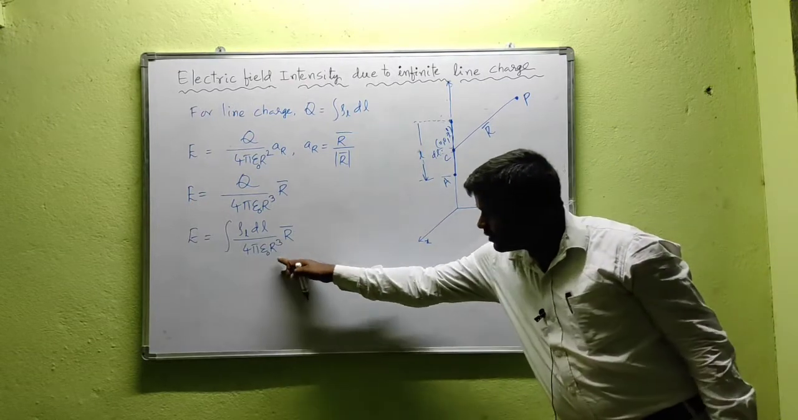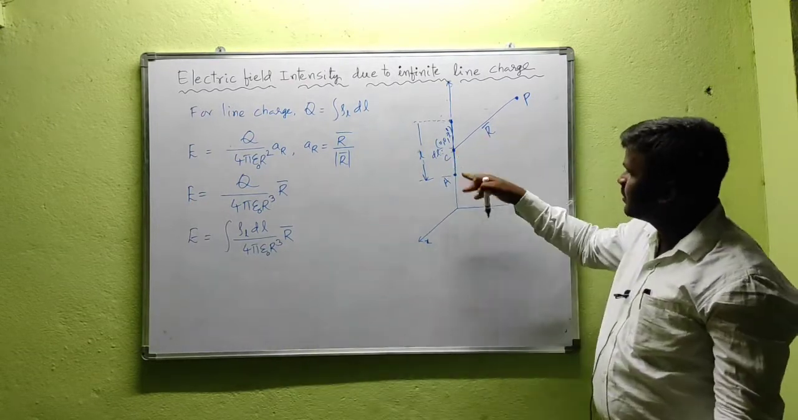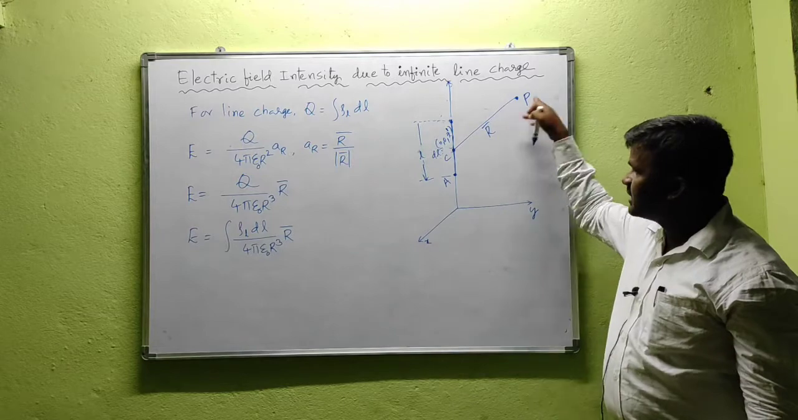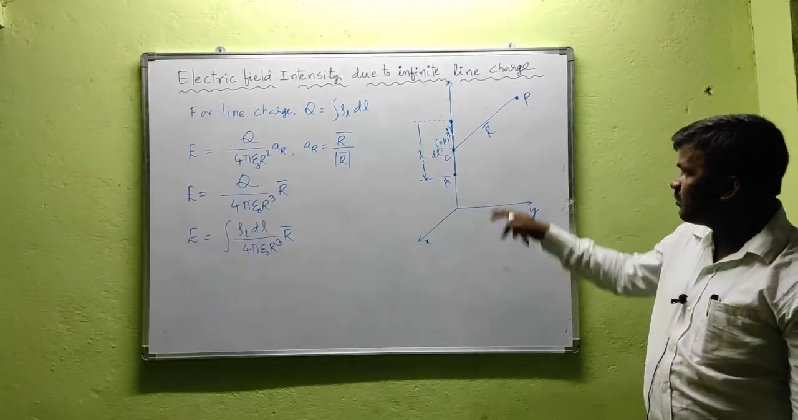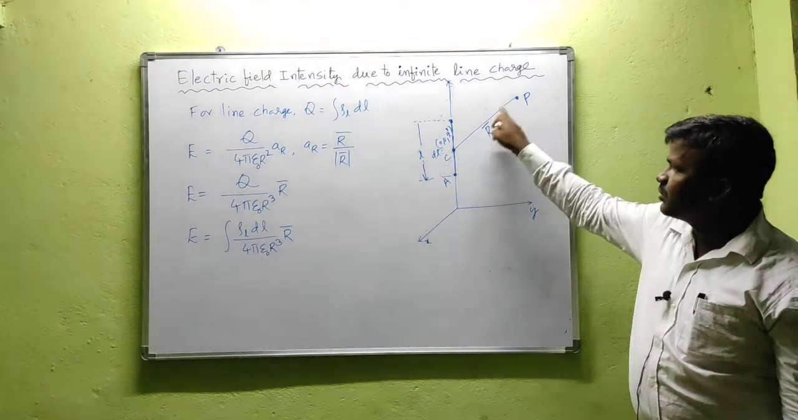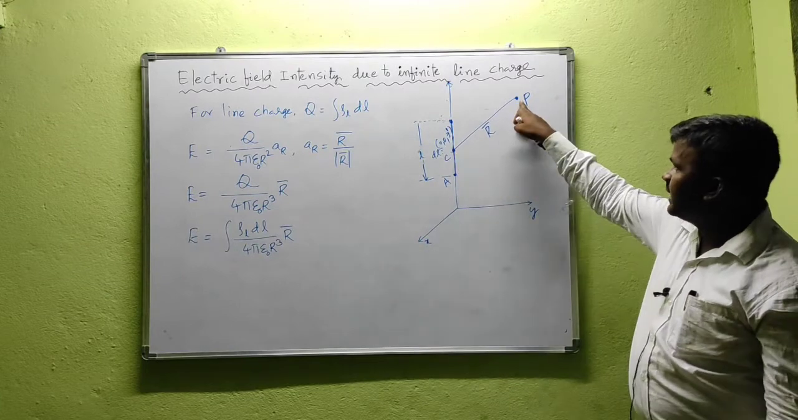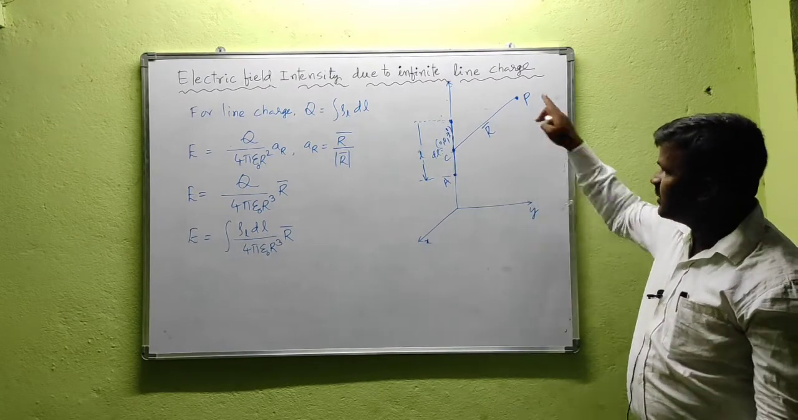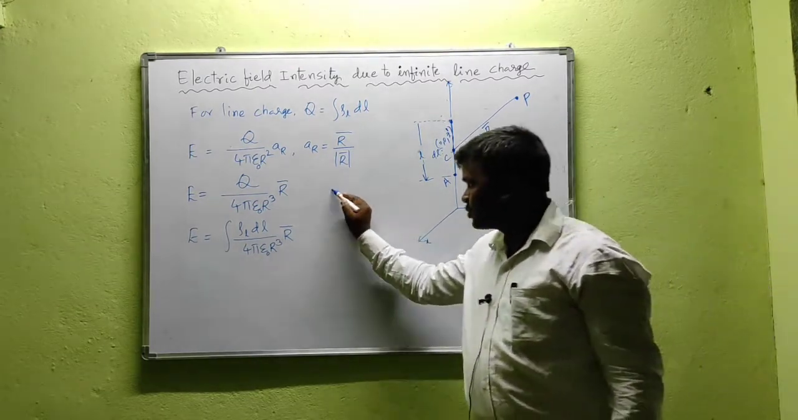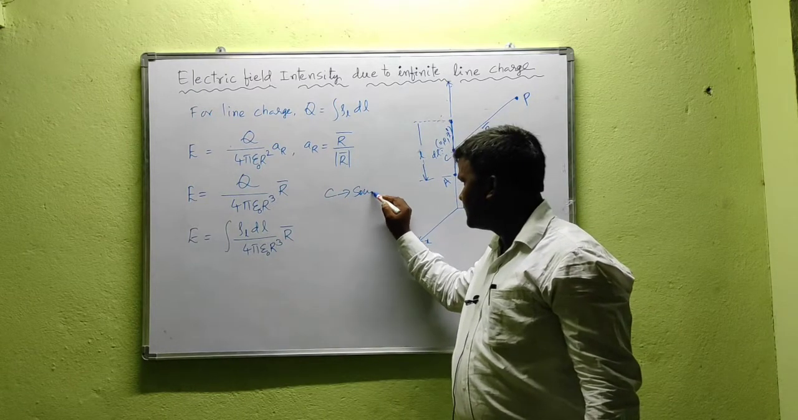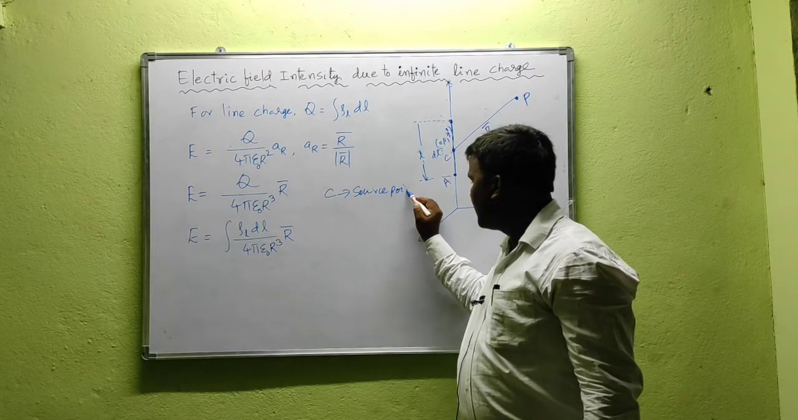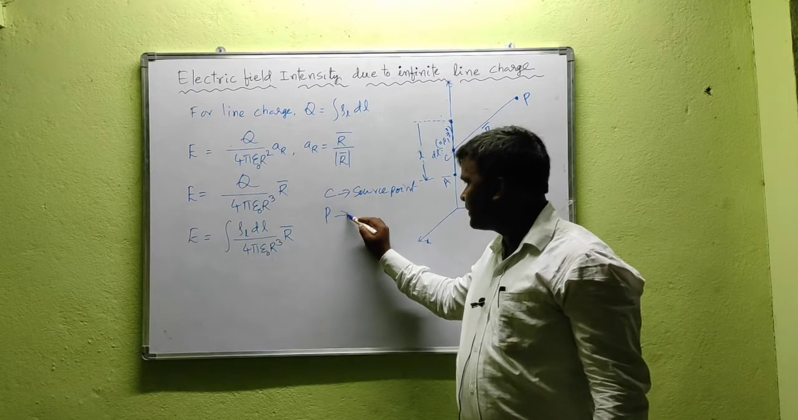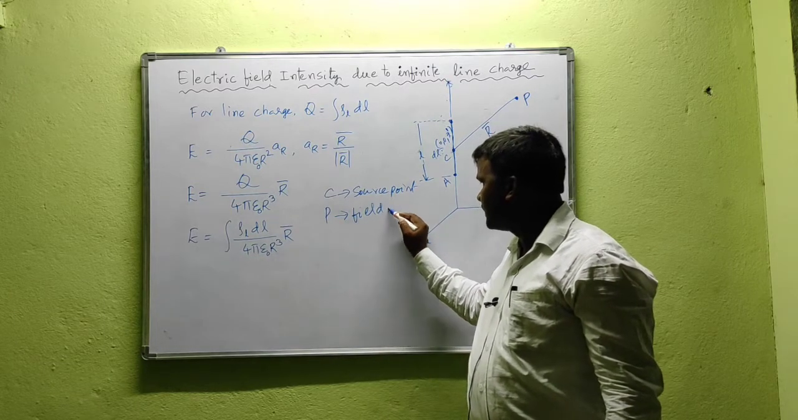Here we have R cube, that means R is nothing but the length, or else distance between C and P. R bar is nothing but a distance vector between 2 points, that is starting point C and ending point P. C is source point, and P is field point.